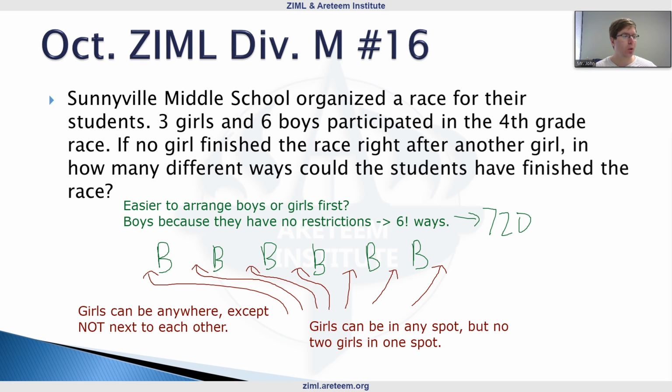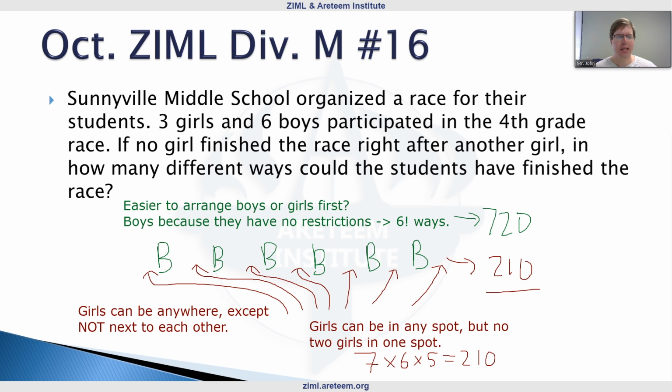So what about the first girl? The first girl could be in any of the 7 spots. For the second girl, there are 6 remaining. And then there are 5 remaining. So this is just 210 in this case. So this is 720 and 210. So is our final answer here then 930? Is that what we have as our final answer?